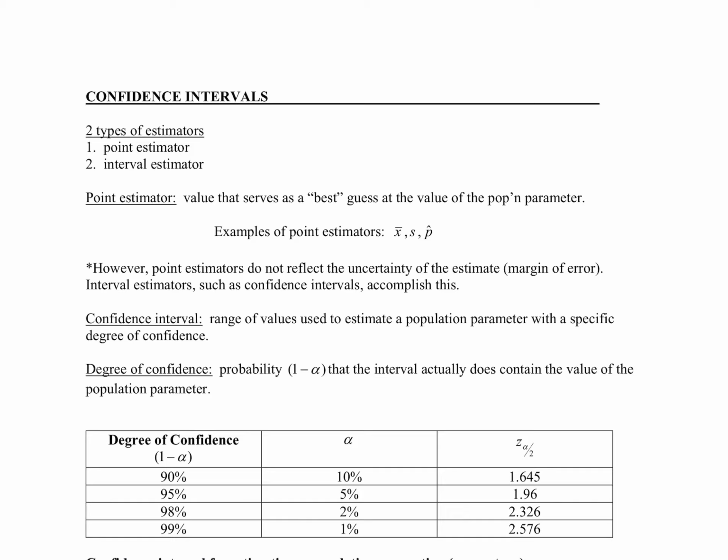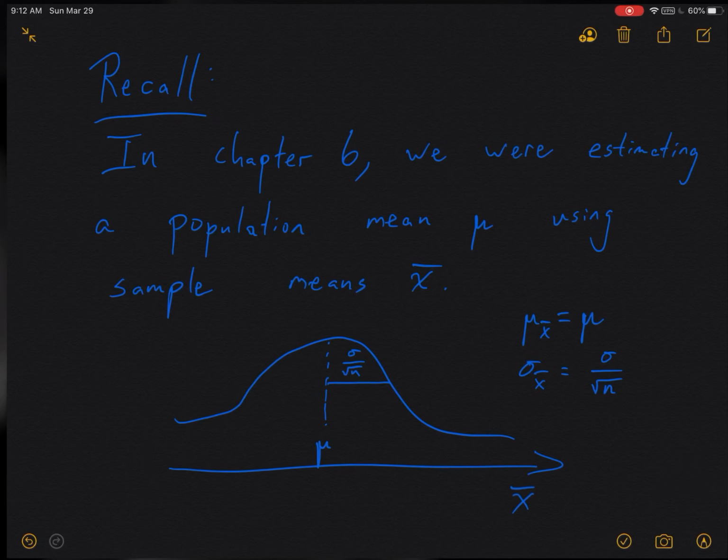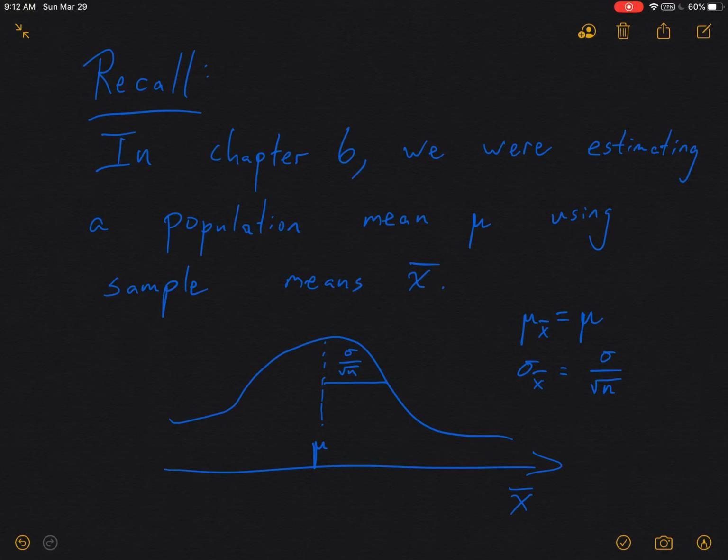But I think maybe a good starting point for confidence intervals would be to go back and review the stuff that we talked about in Chapter 6 so that I can sort of motivate what Chapter 7 is doing. So remember in Chapter 6, what we were trying to do is estimate a population mean, which we denoted by mu, using a bunch of sample means, and those sample means we denoted by x bar.